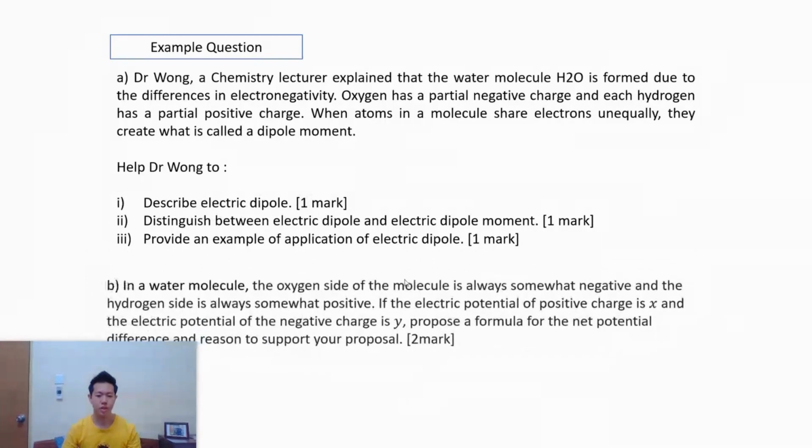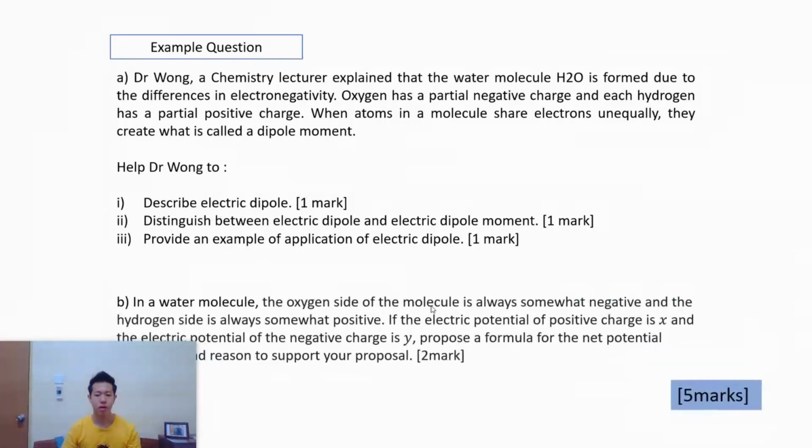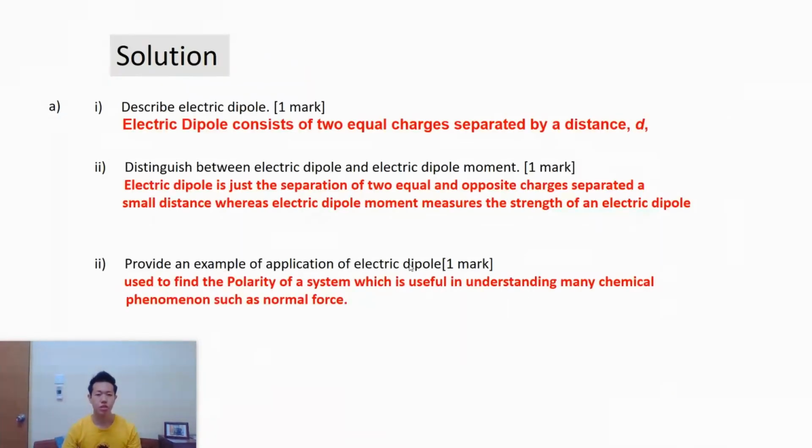So this is question B. The total marks for question A and B is 5 marks. Let us proceed to question A first. Solution for question A: describe electric dipoles. The answer is that an electric dipole consists of two equal and opposite charges separated by a distance d.